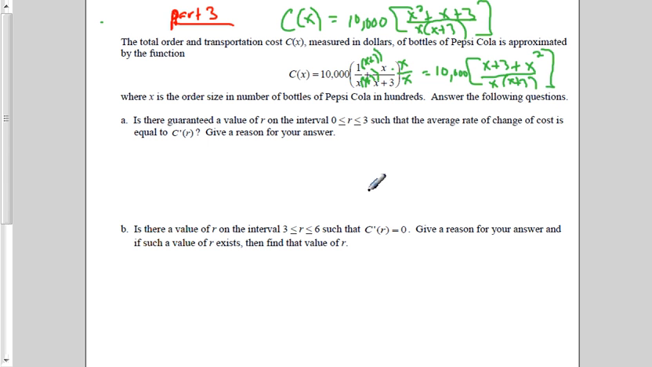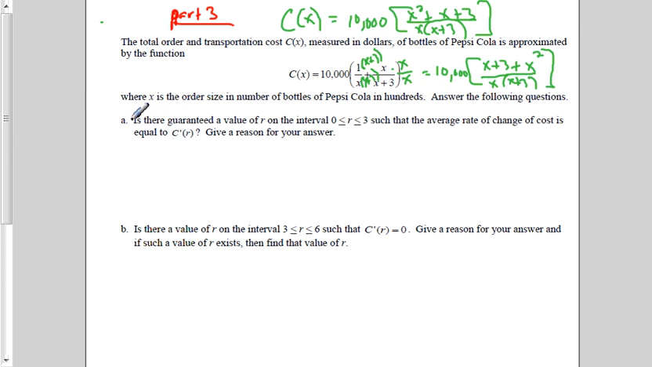Again, I saw that dealing with the derivative down there, so I'm eventually going to have to take the derivative. And so let's look at part A. Is there guaranteed a value of r on the interval from 0 to 3, such that the average rate of change of cost is equal to C prime of r? Give a reason for your answer. Okay, well, that's going to be dealing with the mean value theorem.